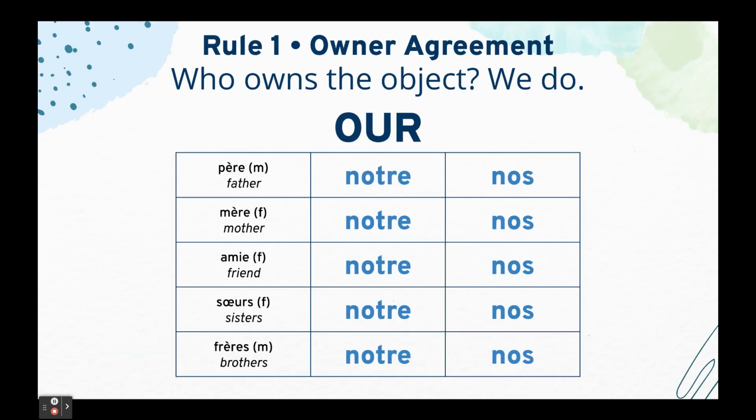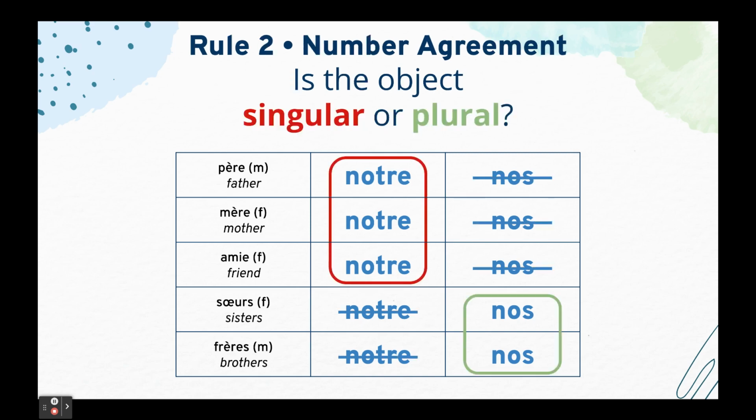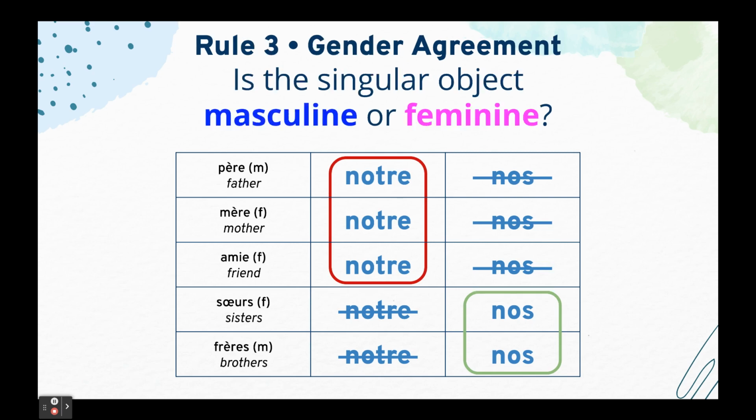Okay, so again, let's go through the first rule, owner agreement. Who owns the object? We do. So our possessive adjective is our. In French, we have two choices, notre or nos. Now, if our object is singular, as in the case of père, father, mère, mother, and ami, friend, we're going to use notre. In the case of it being plural, we use nos, looking at sœurs for sisters and frères, brothers.